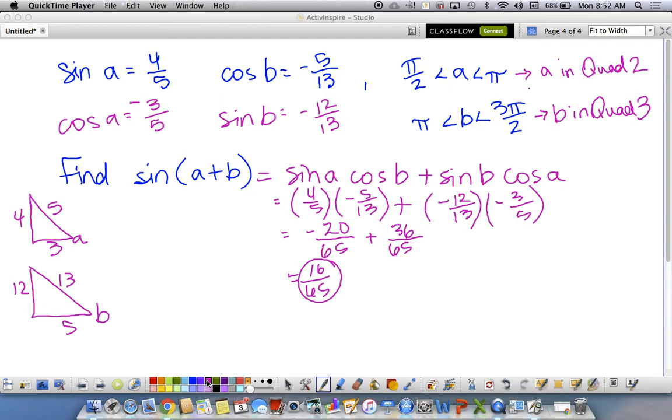Could we simply do cosine A plus B? So sometimes I'm going to give you one and then ask for a few things. Could you do that? I mean, you've already found all the pieces. Technically, we could do it. So, without having to make up new things, what is cosine A plus B?